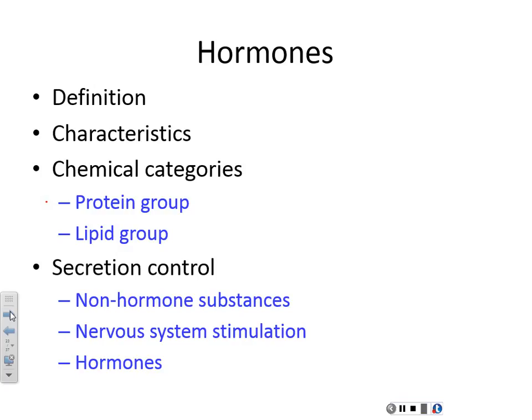Okay, so secretion control. Non-hormone substances like glucose will cause the secretion of insulin, right? So that's how the secretion of hormones is controlled. Or another hormone can cause the release of another hormone, like growth hormone releasing hormone causes the release of growth hormone. Okay, it's things like that.